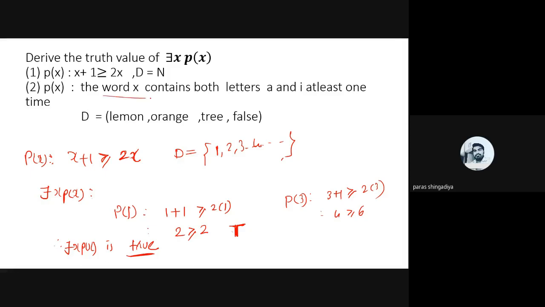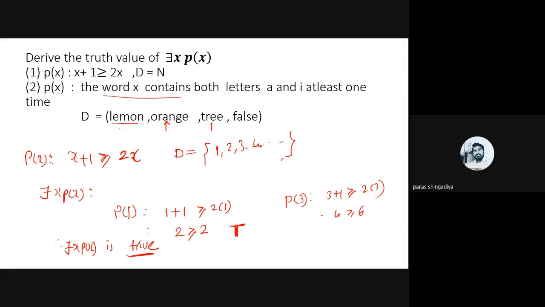And then after that, the second one, the sentence given is that the word x contains both letters A and I at least one time. If it is true for a single word, then we can say that there exists x, P(x) is true. Clear? And if there is no such word given in this domain that contains both letters A and I at least one time, then it is false. So first take the word lemon. It does not include A, so that is incorrect. Here it is orange, so A is included but I is not included in the second word.